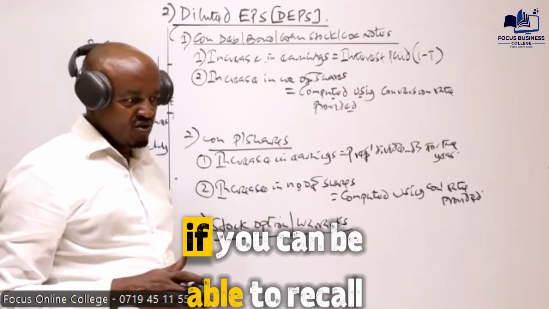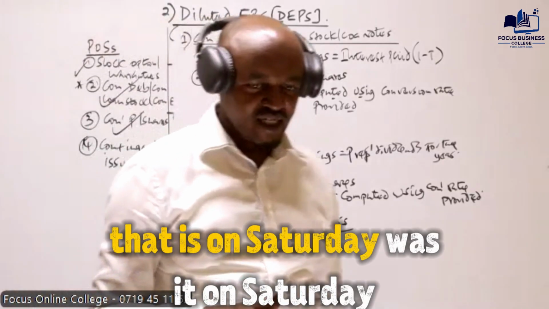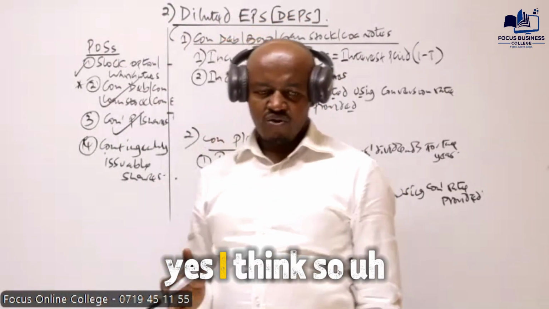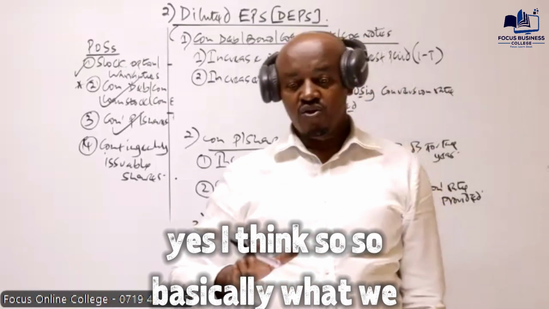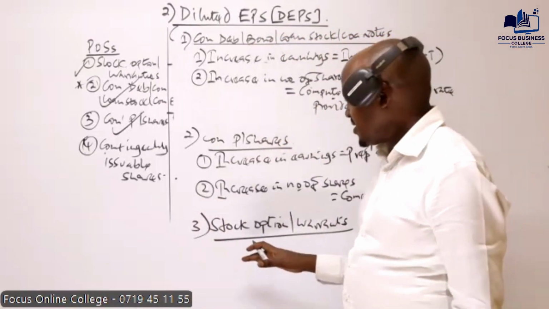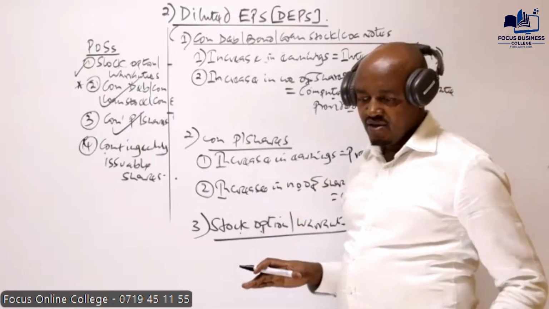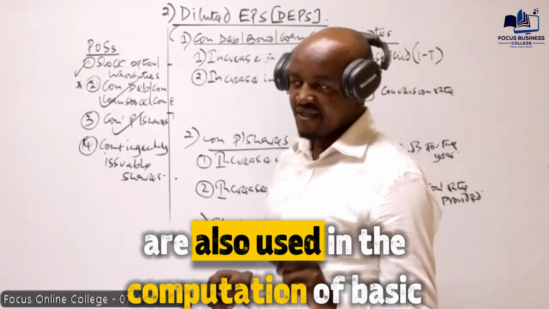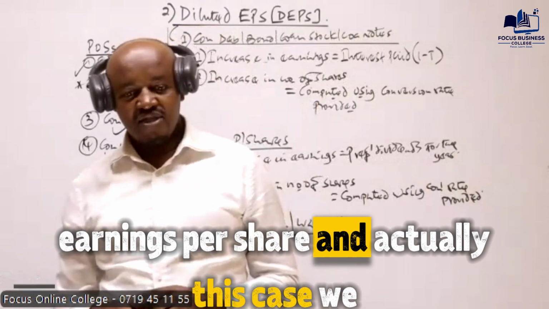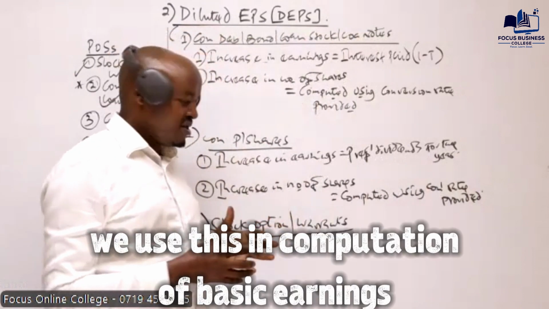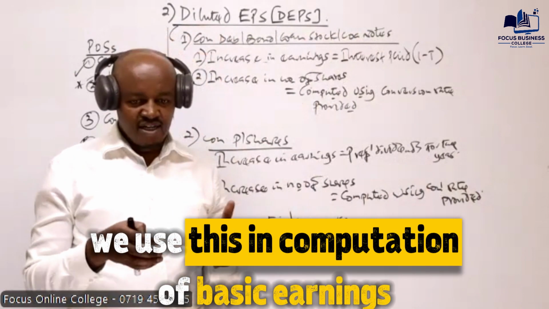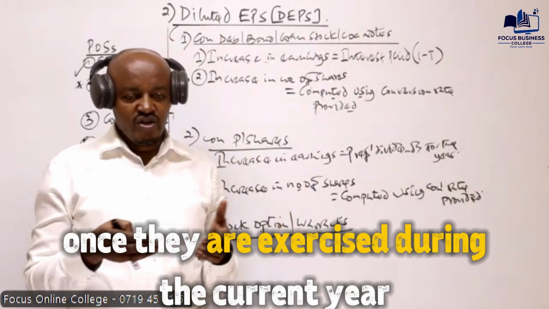Now, if you can recall what we said in a previous session, on Saturday. Yes, I think so. So basically what we said is that these stock options or stock warrants are also used in the computation of basic earnings per share. And in this case we use them in the computation of basic earnings per share once they are exercised during the current year.